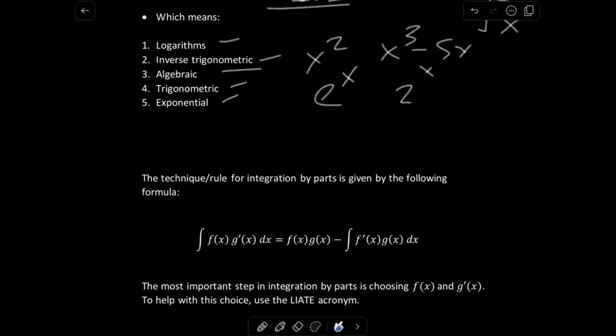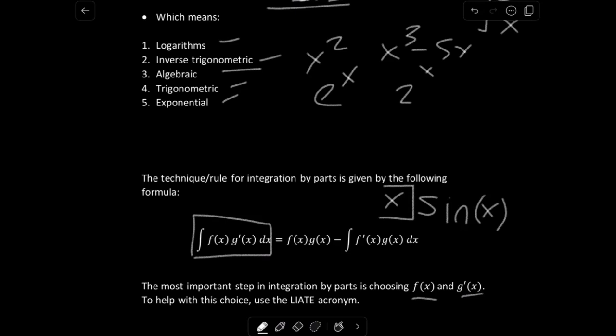The most important step in integration by parts is choosing f of x and g prime of x, because this here is your question. Usually you're going to have two functions. I say usually because you can have 3 functions, 4 functions, any number of functions multiplied by each other, but to show you by parts, I'm just going to use 2 functions. So let's use the previous example. We had x multiplied by sine of x. What you are going to have to do is choose which one is going to be an f function and which one is going to be the g prime function.